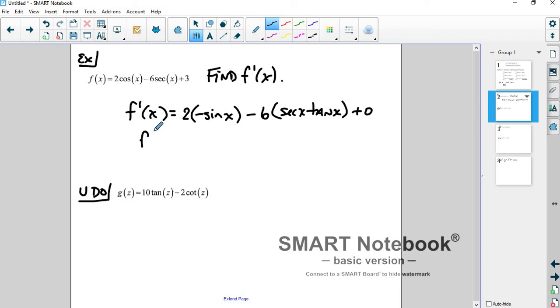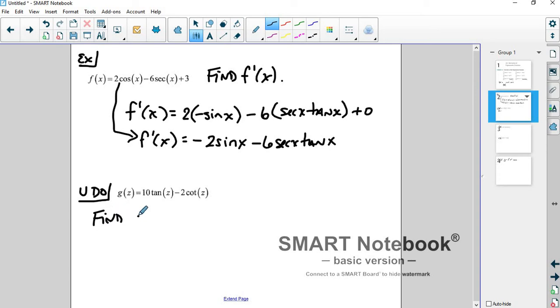All right, and so I don't want you to leave it like this. I do want you to combine this: negative 2 sine of x minus 6 secant x tangent x. And that's good enough. Okay. If you can go straight from here to here, that's fine by me. That's great. Okay? So, I want you guys to pause the video and try to find g prime of z this time.